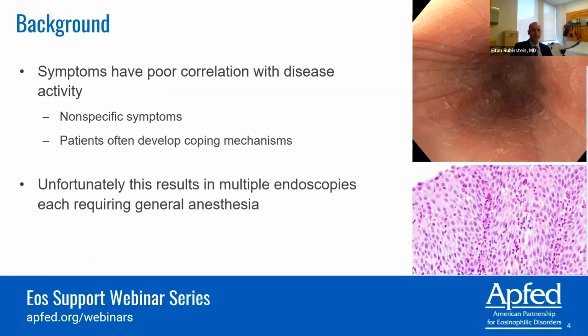Now, a little bit of background on the disease. A major issue with eosinophilic esophagitis is its symptoms tend to correlate poorly with disease activity. Even with our newer diagnostic or symptom scores, the symptoms that we see with eosinophilic esophagitis tend to be non-specific. These include abdominal pain, heartburn, trouble swallowing, and while we definitely see these with EoE, they're also common in other conditions like gastroesophageal reflux disease, functional dyspepsia, and infections.